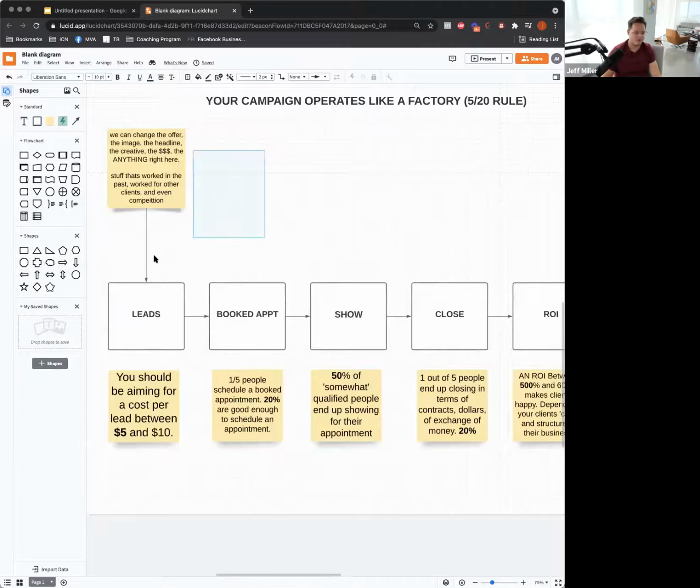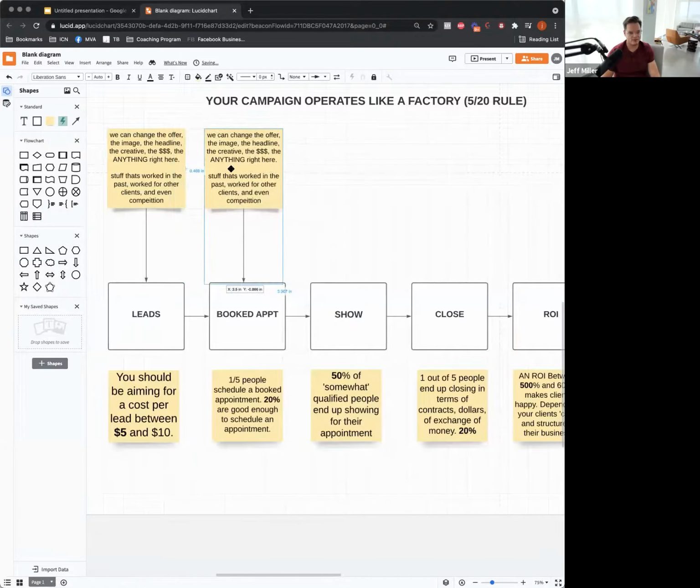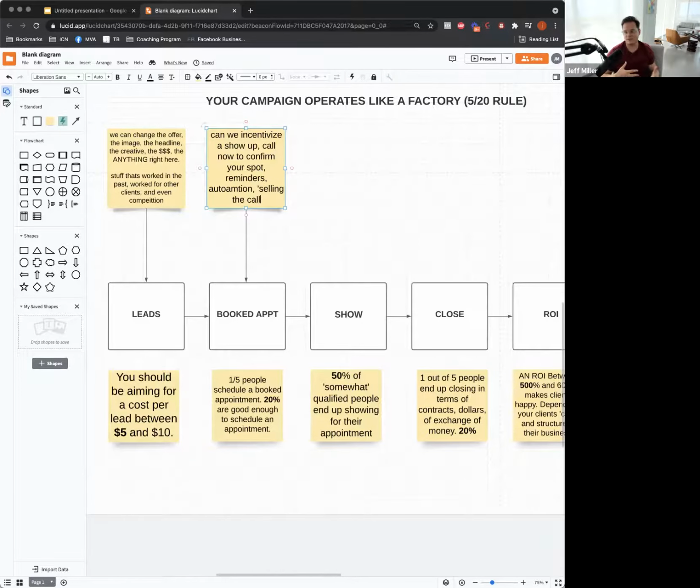Cool. Let's say booked appointment. Our booked appointment rates are not good enough to get people on the phone. Can we incentivize a show up? Call now to confirm your spot. Are there any reminders, automations? Are we selling the call? Hey, Mr. Johnson, want to let you know in 15 minutes, I'm going to be sending you a phone call. I'm going to give you a call. I'm super psyched because we're going to go over the 5 or 6 ways you can use our product and service to have a better, healthier relationship with your kids. Are you doing that?